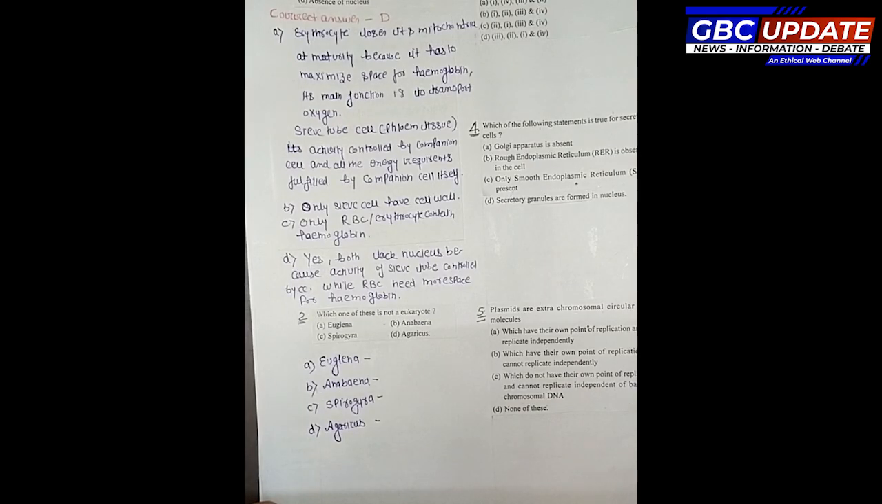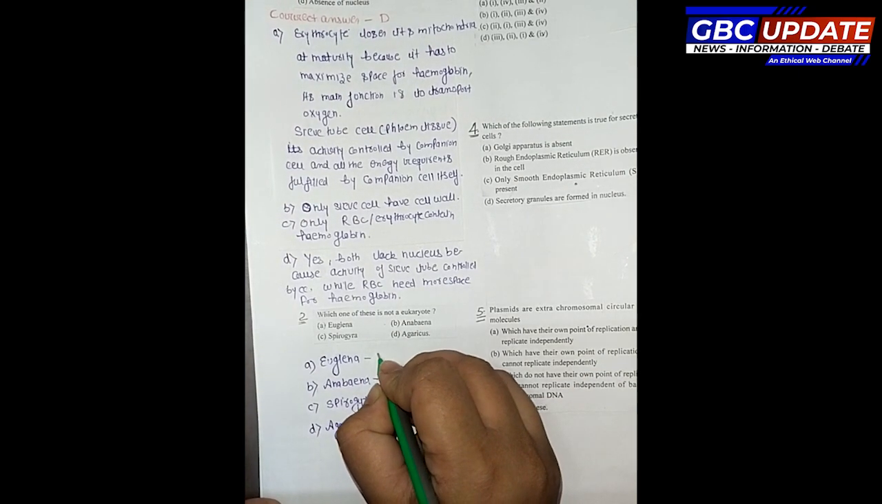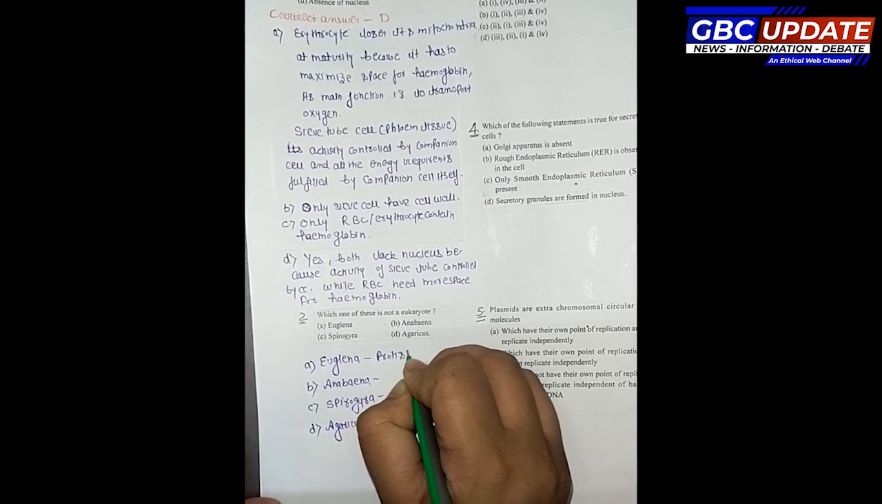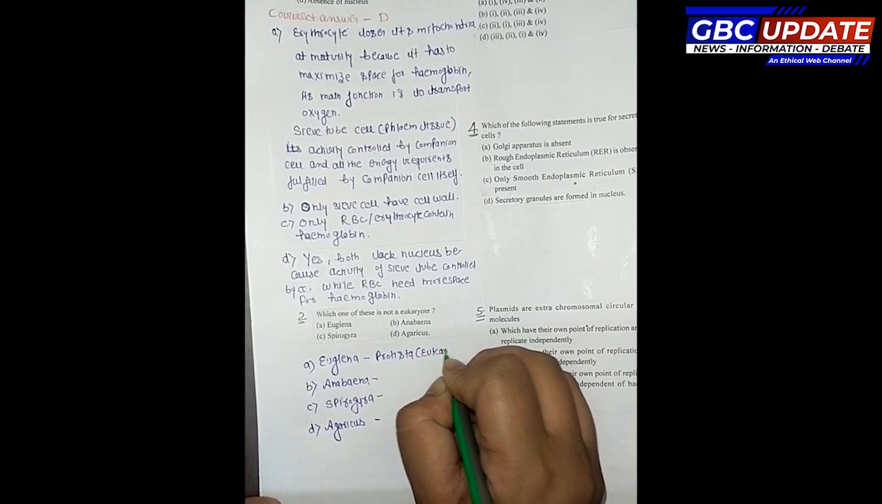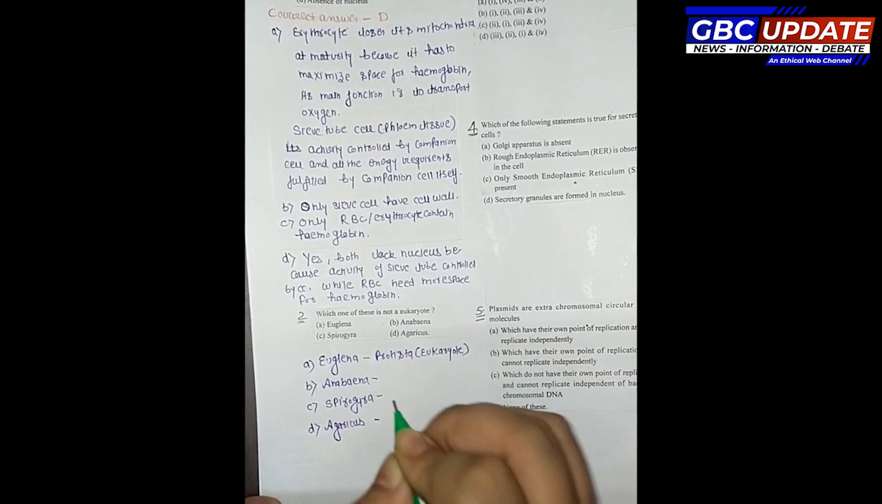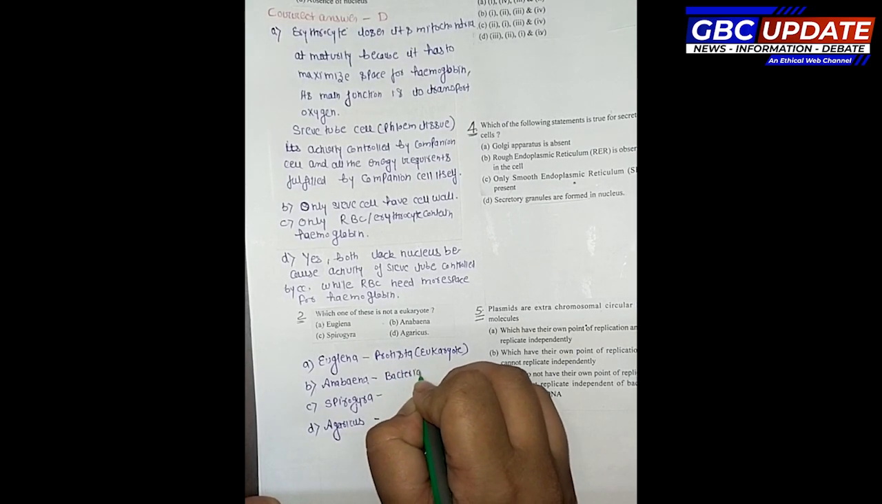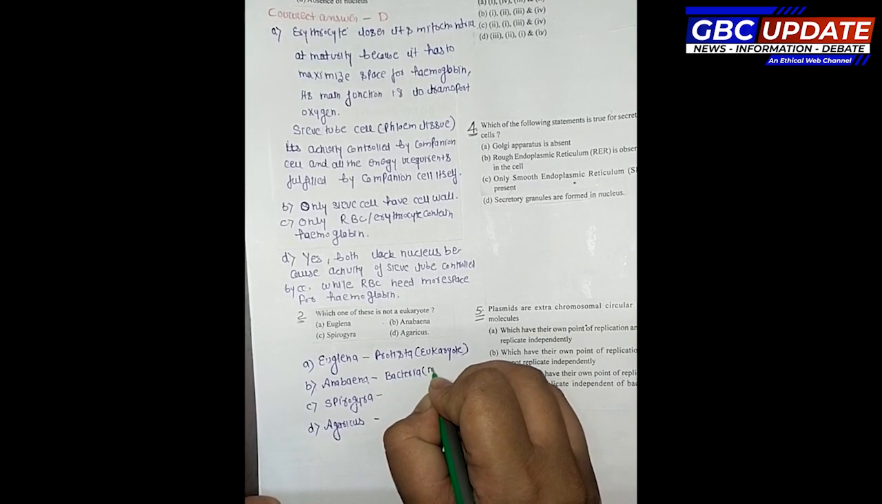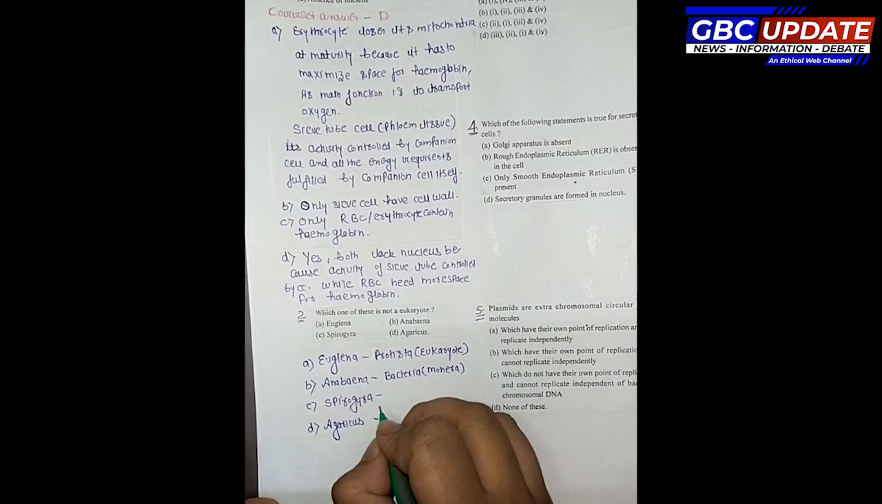Next question is: which one of these is not a eukaryote? So beta, Euglena is present in the group of Protista, and Protista are eukaryotic organisms. Anabaena is a bacteria. They are present in kingdom Monera according to Whittaker's classification.